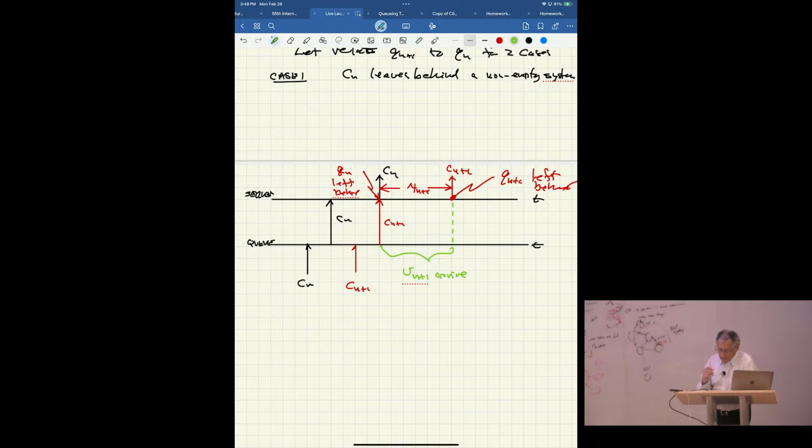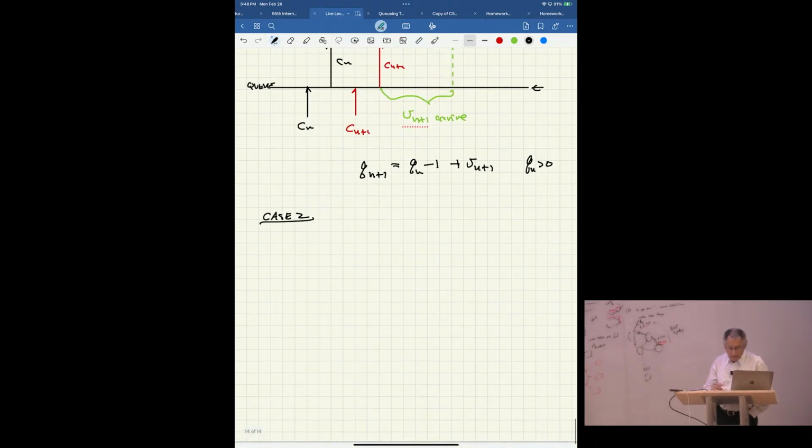Now, if that's the case, I want to write down Qn plus 1. Qn plus 1, in this case, is how much? It's equal to the number left behind by Cn minus 1 because I'm leaving, plus the number that arrived while I was being served. And this is for the case Qn greater than 0. Now case 2. Cn leaves behind an empty system.